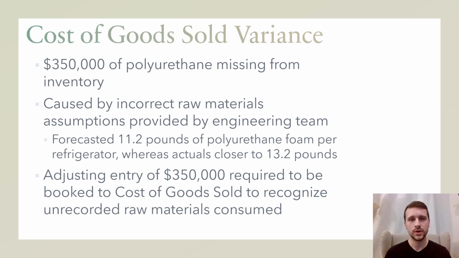So at the end of the quarter, it was determined that $350,000 of polyurethane was missing from inventory. This was caused by incorrect raw materials assumptions being provided by the engineering team. Before the quarter began, they were forecasting about 11.2 pounds of polyurethane foam per refrigerator, whereas actuals came in for the quarter at about 13.2 pounds. To account for this, we had to book that adjusting entry of $350,000 to recognize the unrecorded raw materials that were consumed during the quarter.